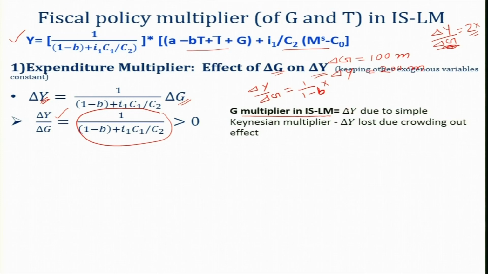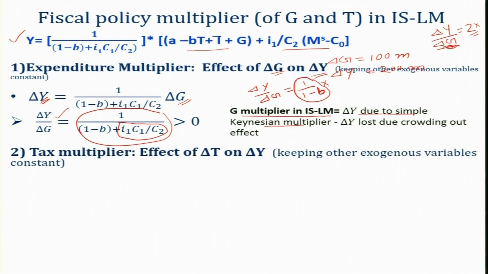That means we can see this is going to be del y due to the simple Keynesian multiplier minus del y lost due to the crowding out effect, due to the increase in interest rate that we have seen in the previous diagram as well. So, that means here we need to add this component also in the fiscal policy multiplier in the ISLM model. In the simple Keynesian model, we have only this much.